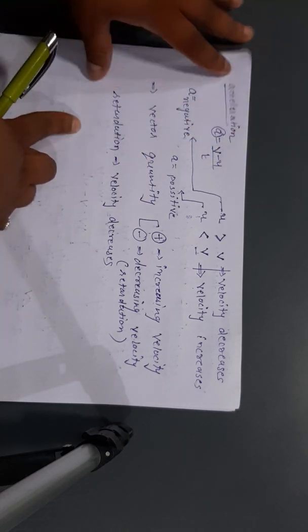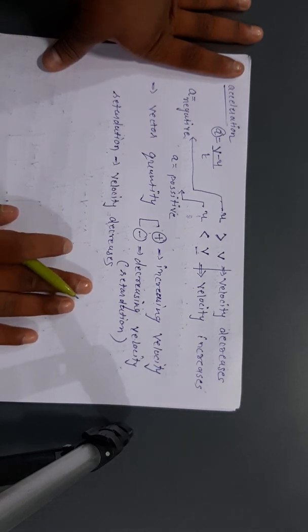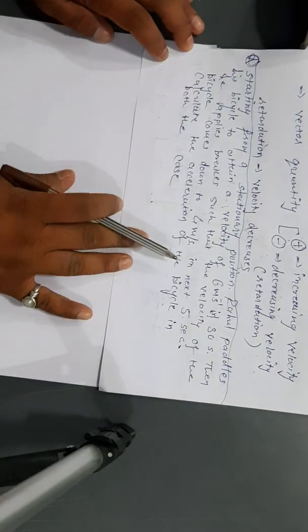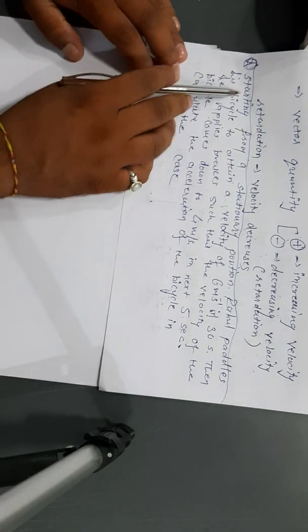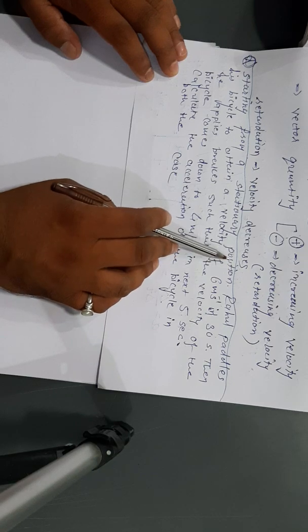Now let us understand some of the easiest and basic sums related to acceleration. Here we have one question. Starting from a stationary position, in that case we can see that our velocity will be 0.